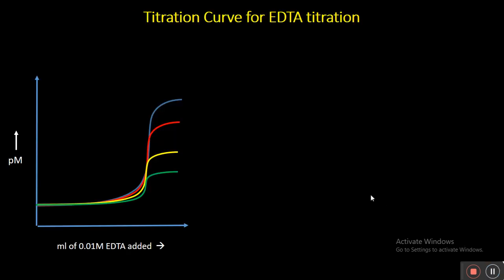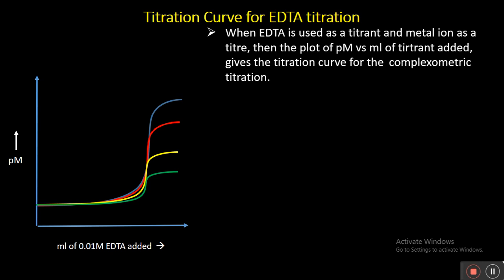Now let us discuss the titration curve for EDTA titrations. Here is the curve of concentration of metal ion versus the mL of EDTA added, and this is an S-shaped curve. When EDTA is used as a titrant and metal ion as a titer, this plot of pM versus mL of titrant, that is EDTA added, gives the titration curve for the complexometric titration.